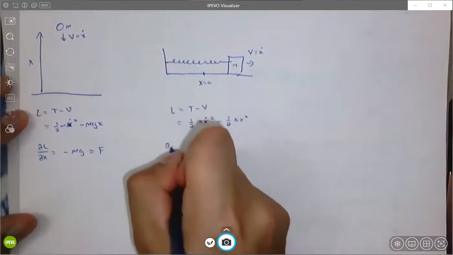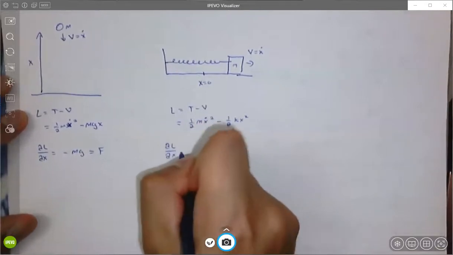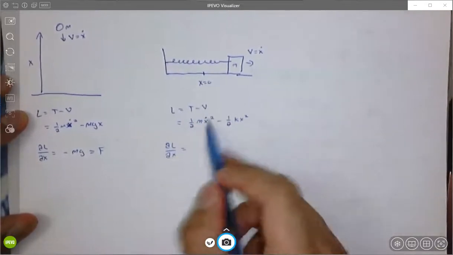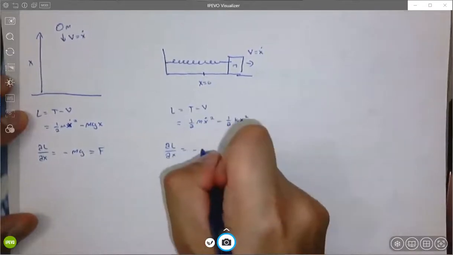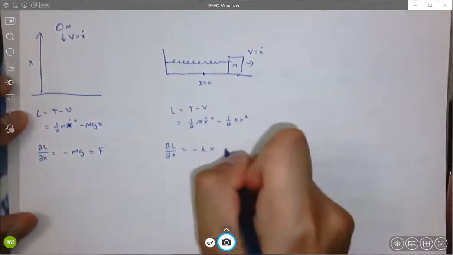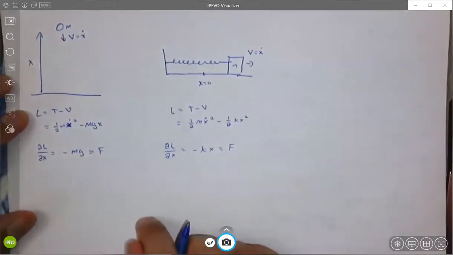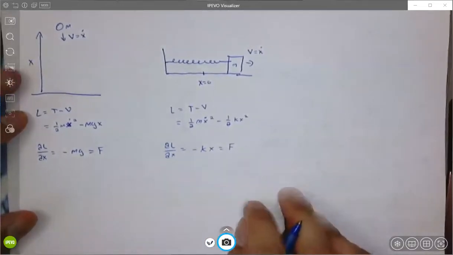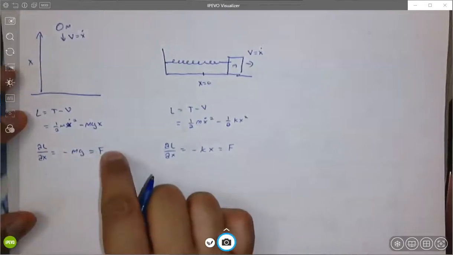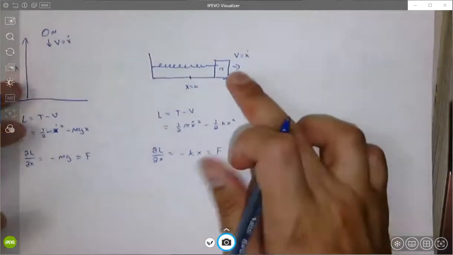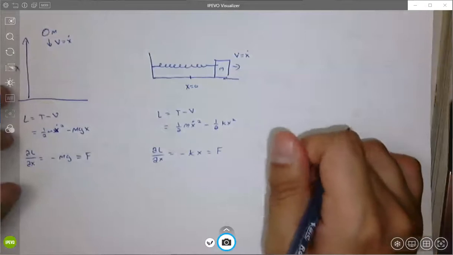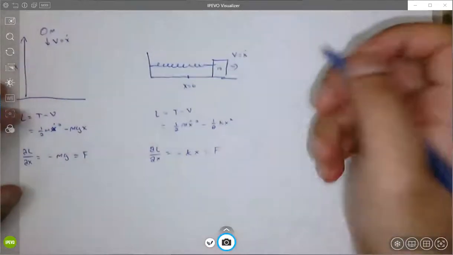And if we want the force, dL dx right here, this term is 0. This term is going to become negative kx. And guess what that is? That is Hooke's law for a spring. This was the gravitational weight of the object. And it doesn't have to be just like this kind of system. We can also look at Coulomb's law.